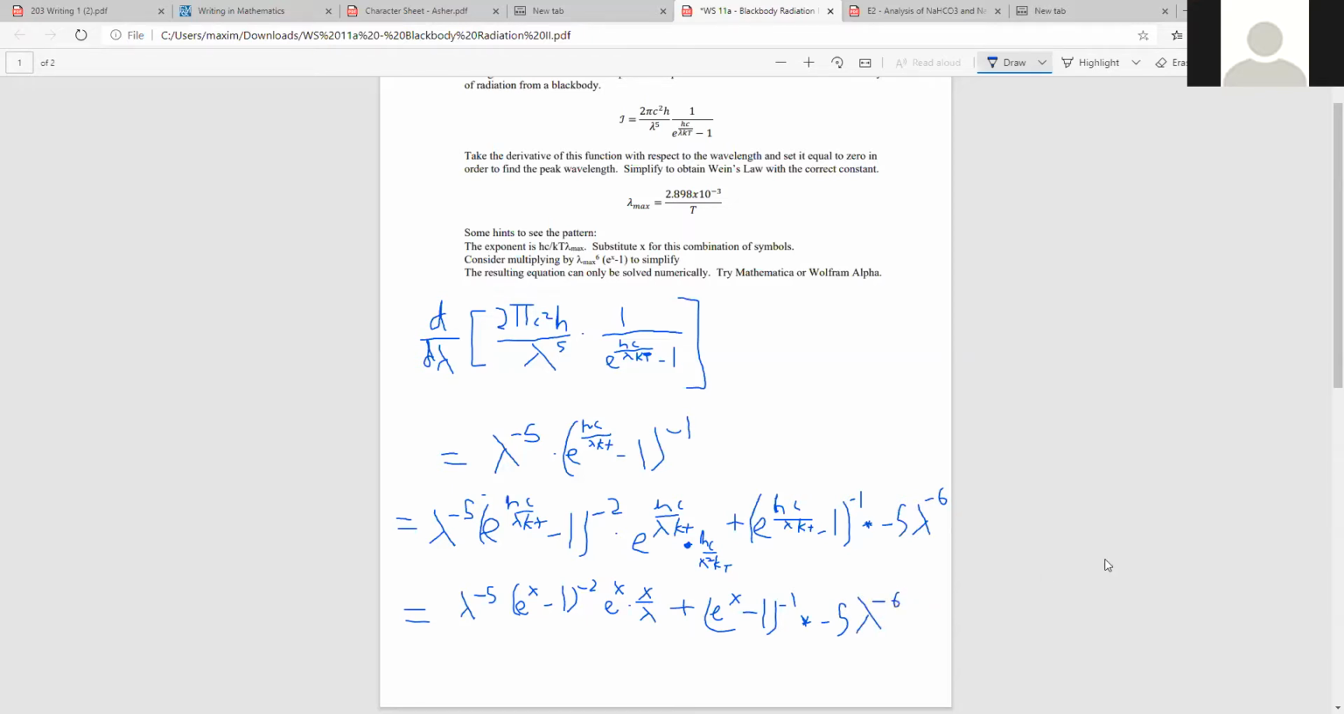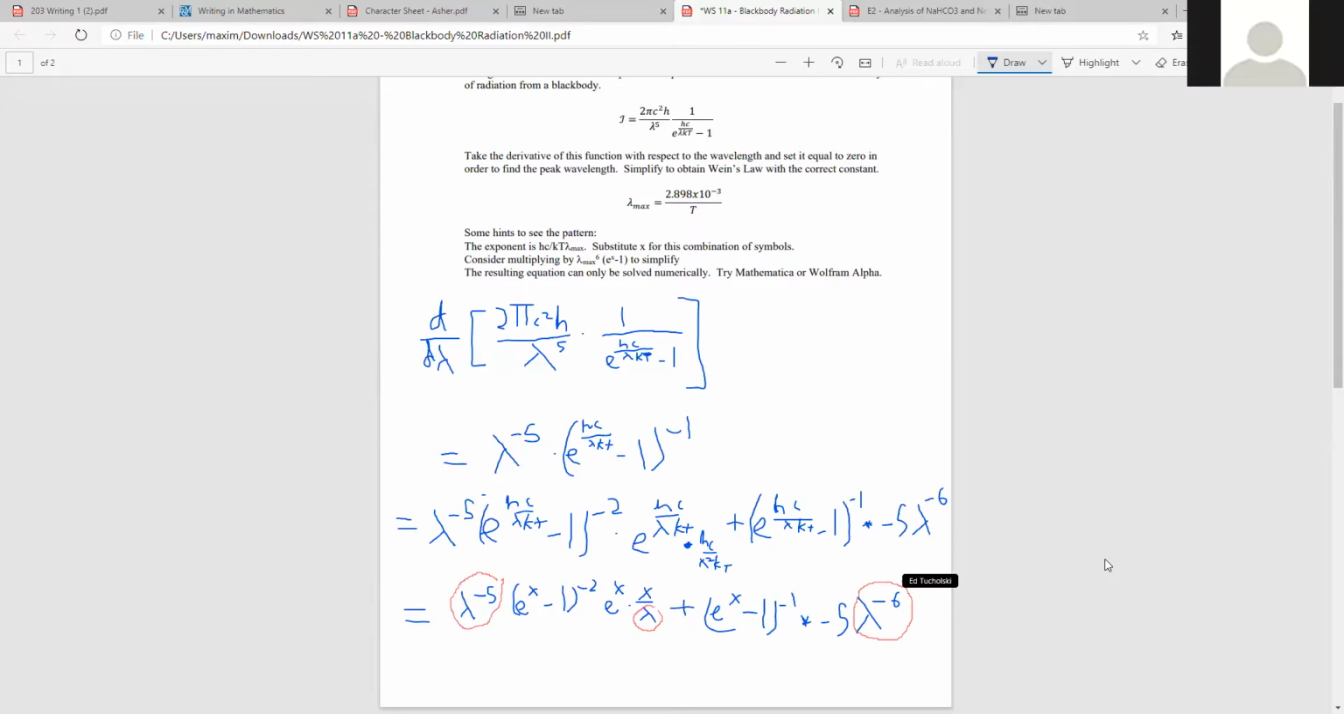Okay. Yeah, looking good. Now, a couple things. My next piece of advice, I said, consider multiplying by lambda to the sixth e to the x minus one, because that'll make a lot of that go away, won't it? Yeah, in fact, if you look right here, just a couple things. There it is. That and that are the same as that, right?